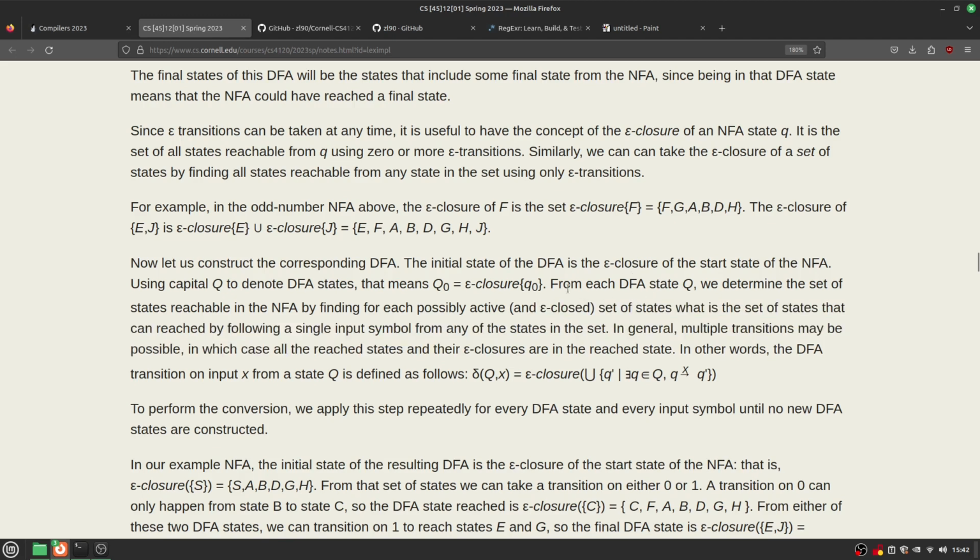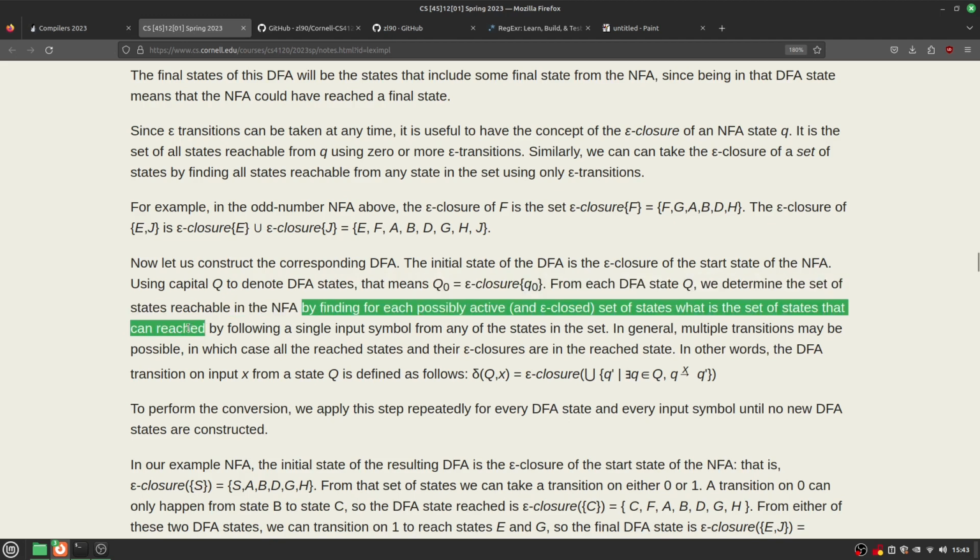Hang on, slow down. From each DFA state Q, we determine the set of states reachable in the NFA by finding for each possibly active set of states, what is a set of states that can be reached by following a single input symbol from any of the states in the set.